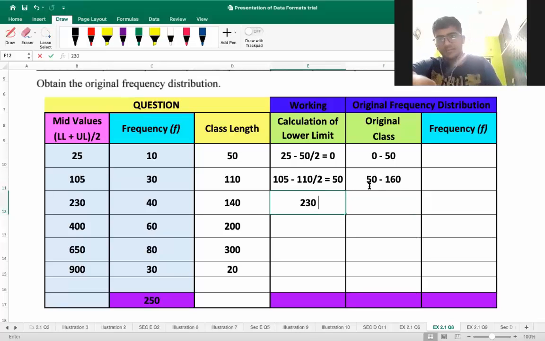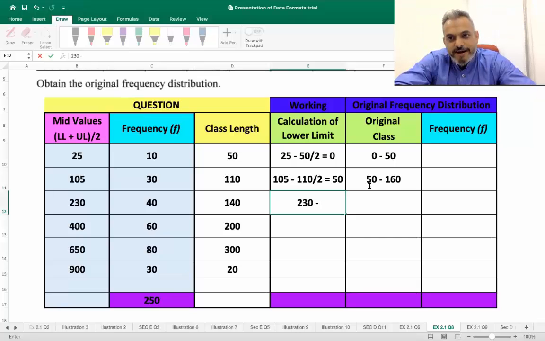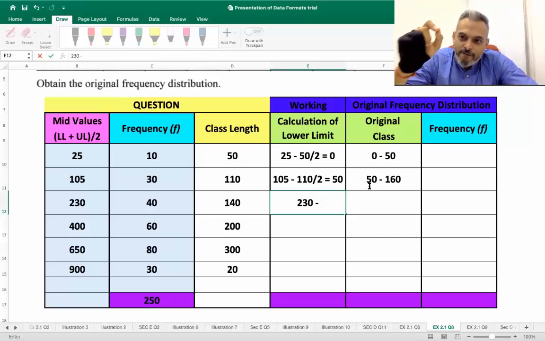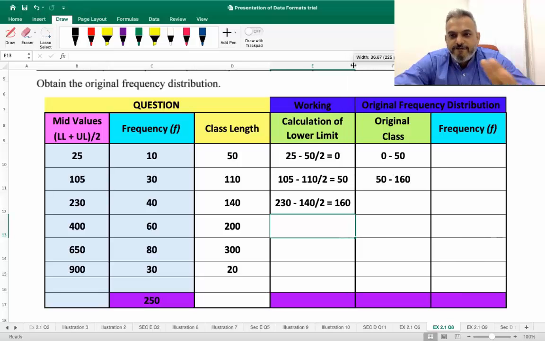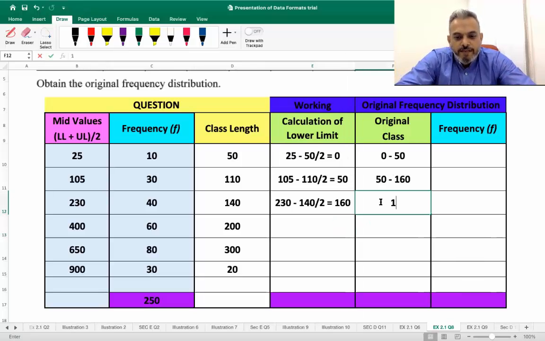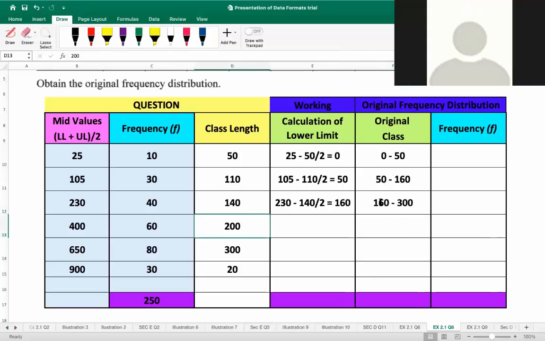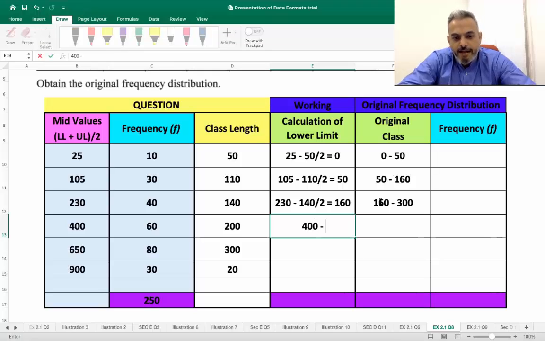Sir, you can do it directly too, but I want you to calculate and do it so that you become confident. Otherwise, you can directly do 160 plus 140, so 160 to 300. But I want you to calculate it. 230 minus 140 divided by 2, which is 230 minus 70, that is 160. And you will also become more confident that the formula works both ways. So 160 plus 140, so 300. Then over here, 400.